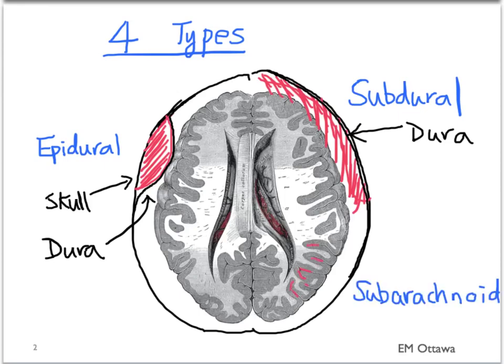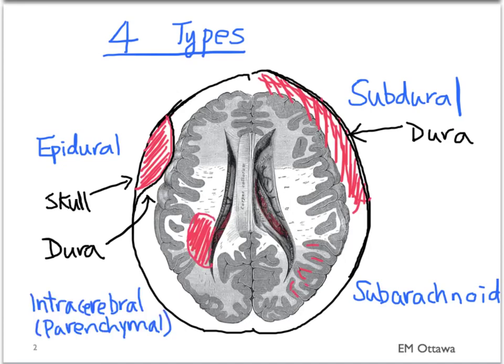The third kind is subarachnoid hemorrhage. The blood is underneath the subarachnoid membrane of the brain. The last type is intracerebral, also known as parenchymal hemorrhage. The blood is in the parenchyma of the brain.